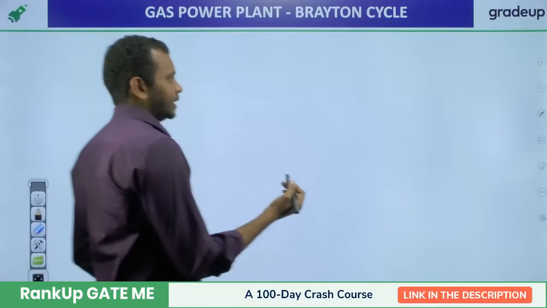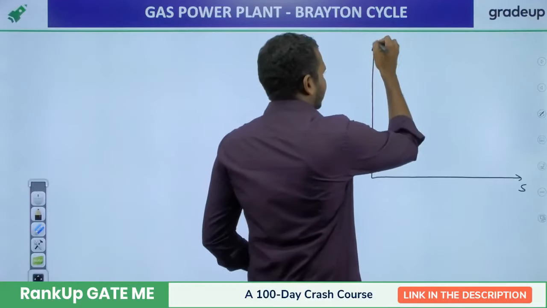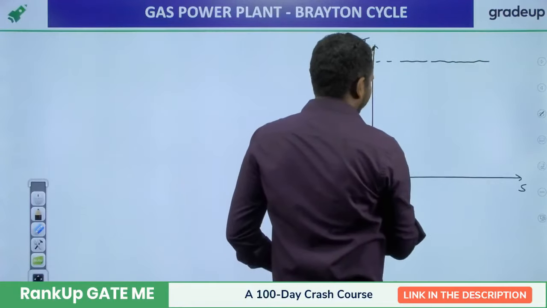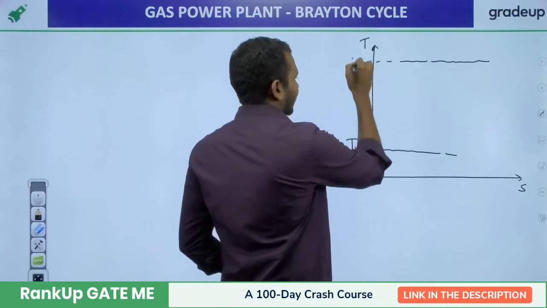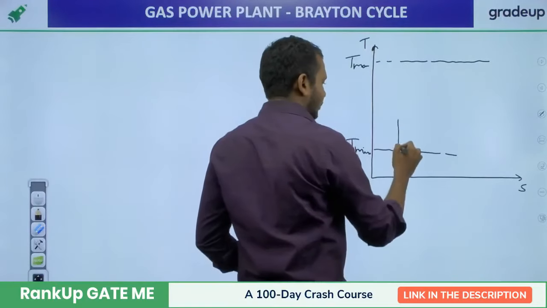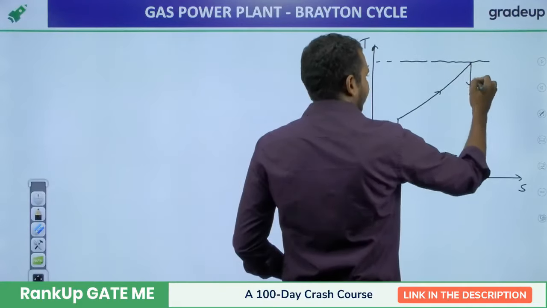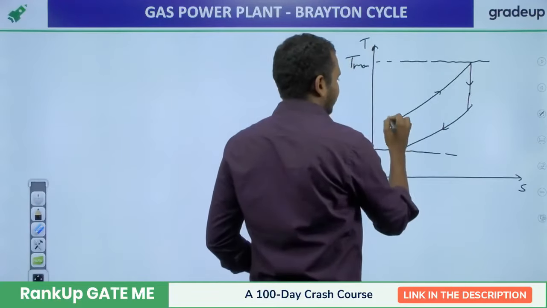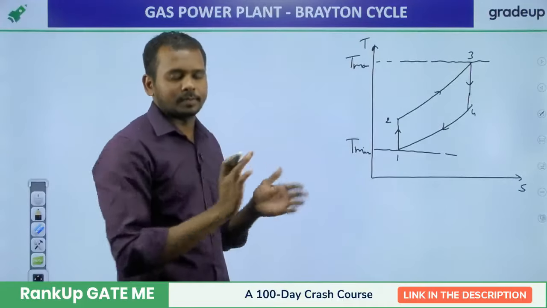So by taking the TS coordinates, what you see here is the maximum temperature is fixed and the minimum temperature is fixed. Let's say this is the minimum temperature and this is the maximum temperature of the cycle. So here let's draw a constant pressure heat addition, isentropic expansion, and constant pressure heat rejection. 1, 2, 3, 4. This is a simple Brayton cycle. This is called ideal Brayton cycle or simple Brayton cycle.